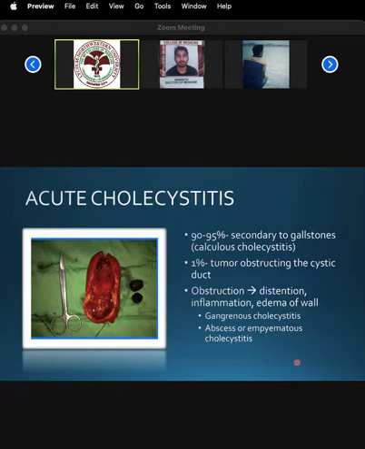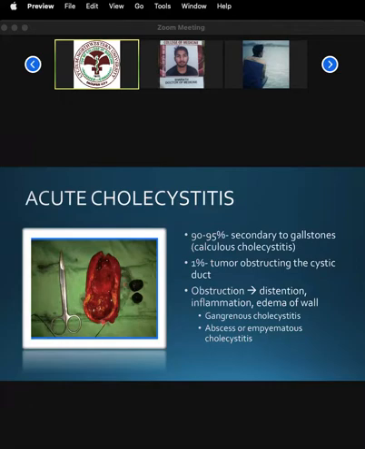This will be followed by distension of the gallbladder, inflammation of the gallbladder, and of course edema of the wall. So the gallbladder in a patient with acute cholecystitis usually has a thick wall. It is reddish. You may find pericholecystic fluid intraoperatively or a fluid collection in your Morrison's pouch. The mucosa may be hyperemic with some areas of necrosis.